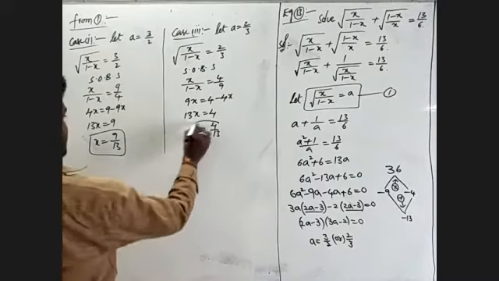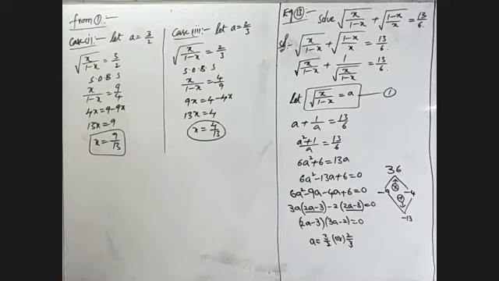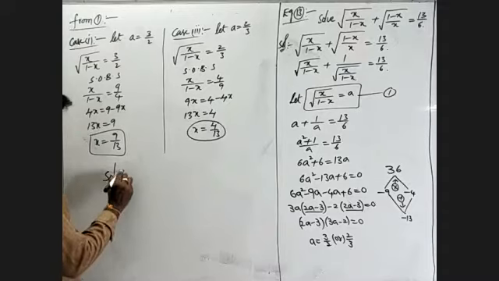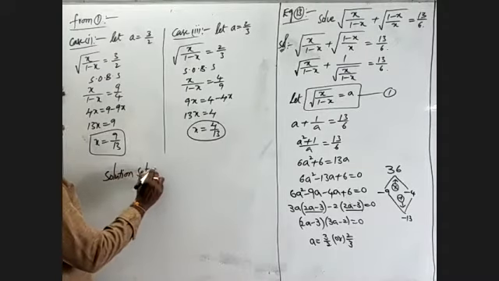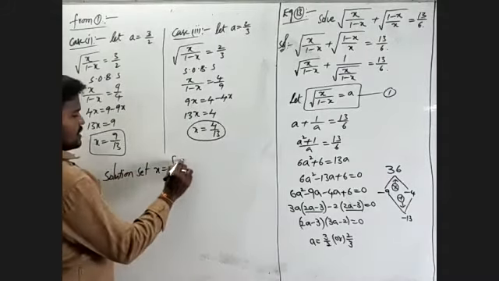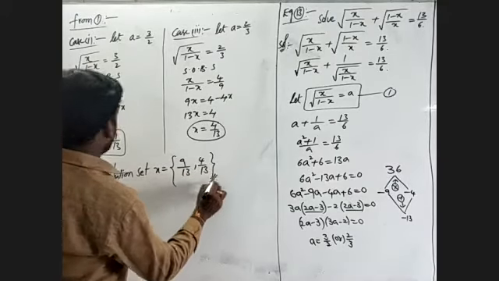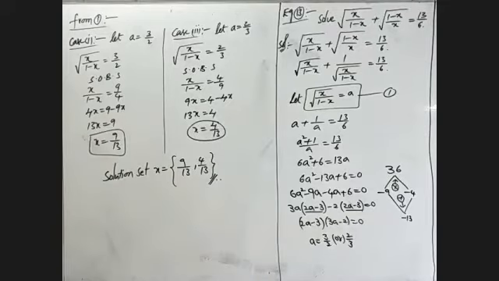We know the values of x. Finally, we'll write the solution set. That is, the solution set x is equal to 9 by 13 comma 4 by 13. I will explain the next one afterwards.